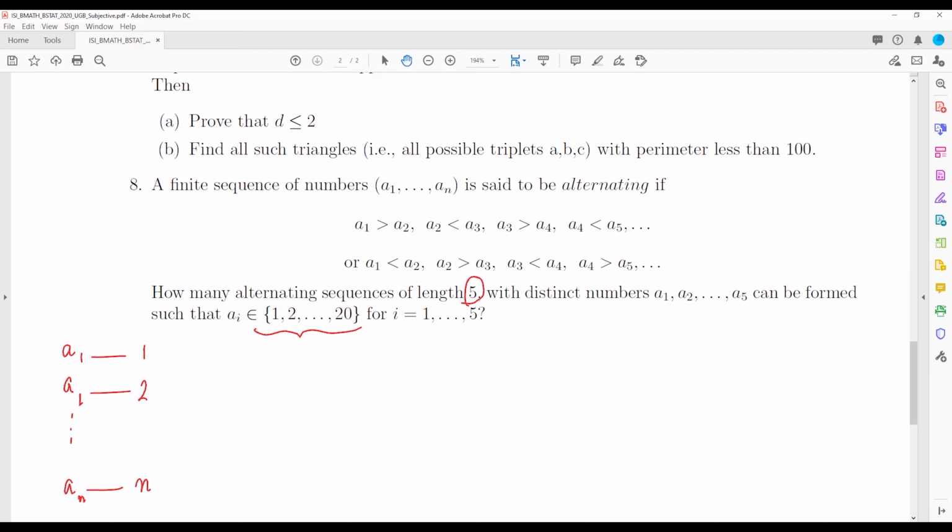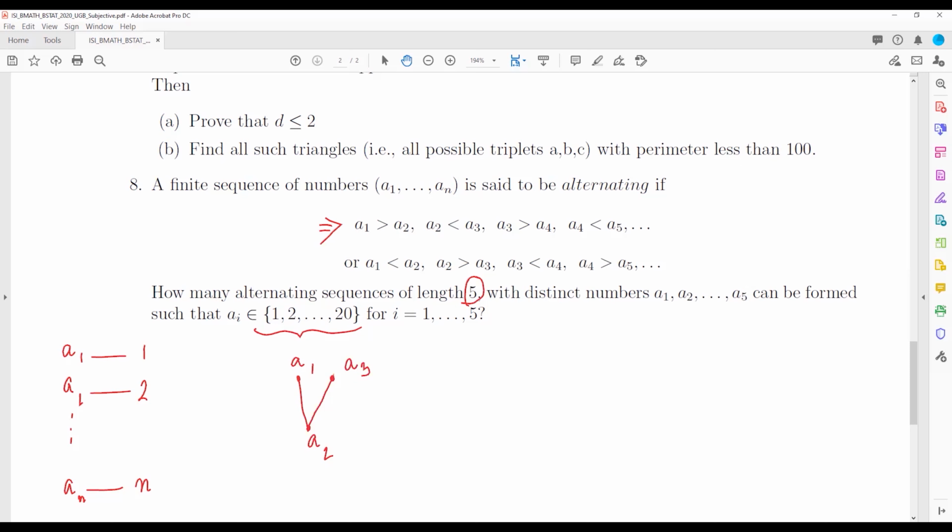Okay, and now coming back to the sequence, let's start with a1. It says that for this type of sequence, a1 is greater than a2. Since a1 is greater than a2, we'll draw a2 below a1 to denote that it's smaller than a1. Then a2 is smaller than a3, so a3 will be above a2, and we don't know whether a1 is greater than a3 or a3 is greater than a1.